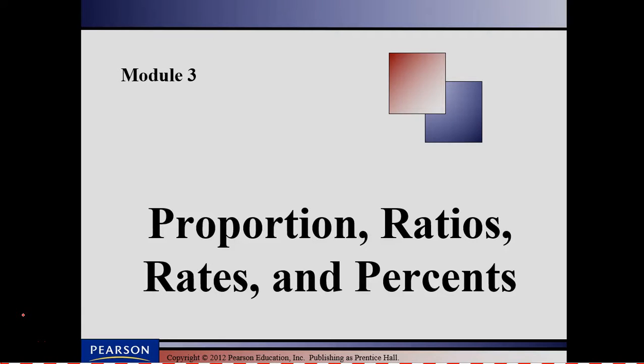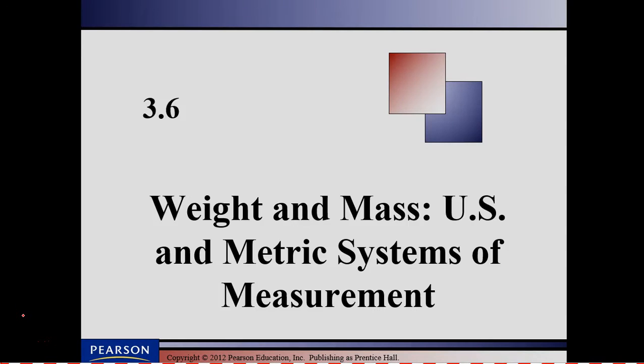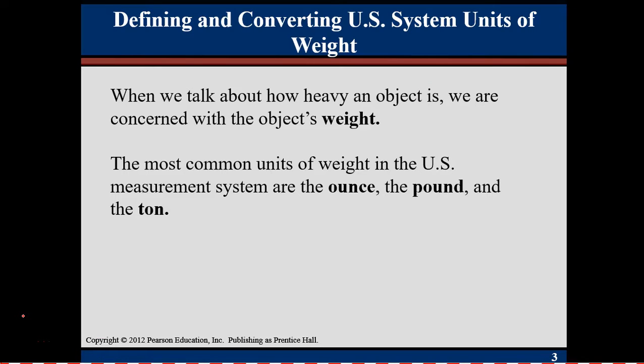Module 3, Proportion, Ratios, Rates, and Percents. This is Section 3.6, Weight and Mass, U.S. and Metric Systems of Measurement. When you're talking about a weight of an object, you're talking about either ounces, pounds, or tons in the U.S. system. Since there's fewer options than length, you'll have to deal with fewer conversions.